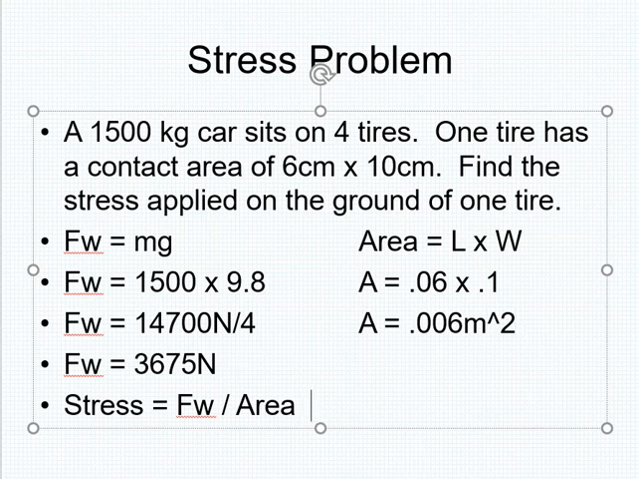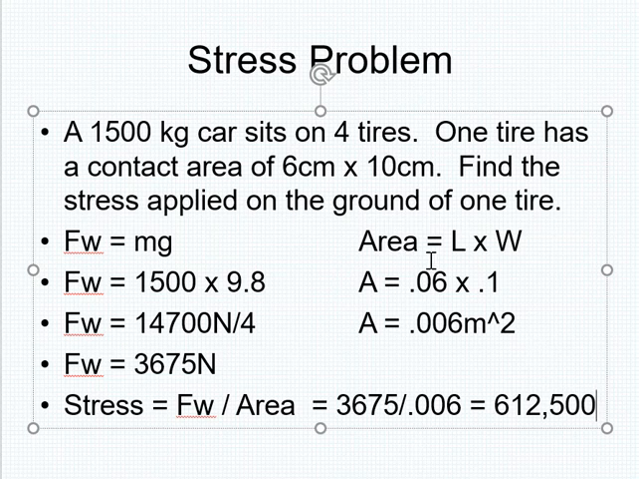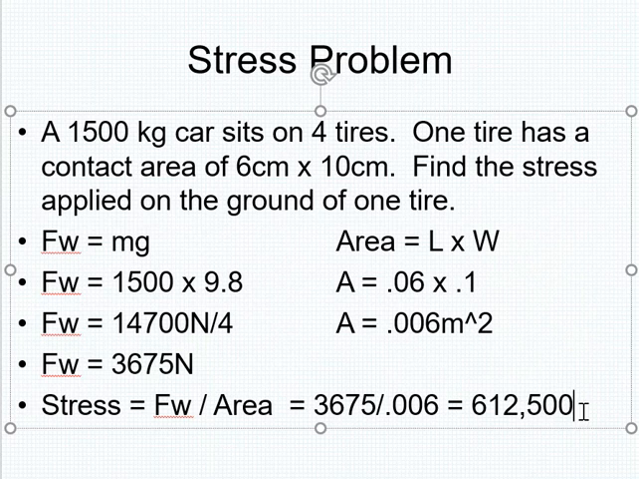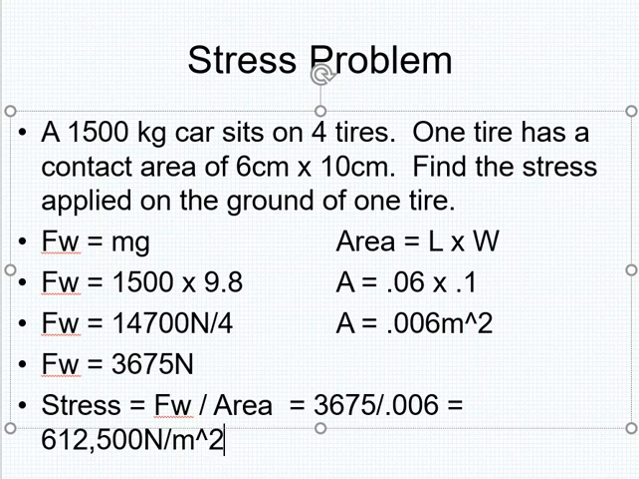So now we're going to take the force, or the weight in this case, of 3,675, and we're going to divide it by 0.006, and that gives us an answer of 612,500. And then I don't know if it'll let me put the units on here or not. We're going to try and see how this works. We've got to stretch this out a little bit. There we go. Newtons per meter squared. Okay, so put it down there on the bottom. That's all right. So that's our stress problem. Hopefully that was a little bit helpful for you guys.